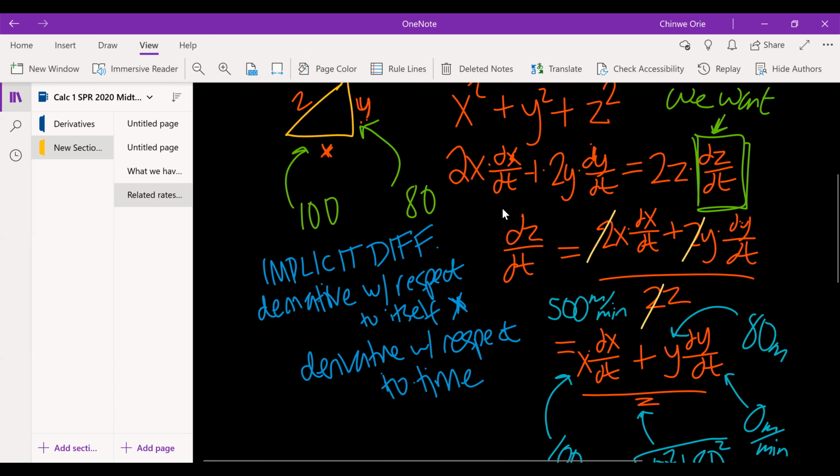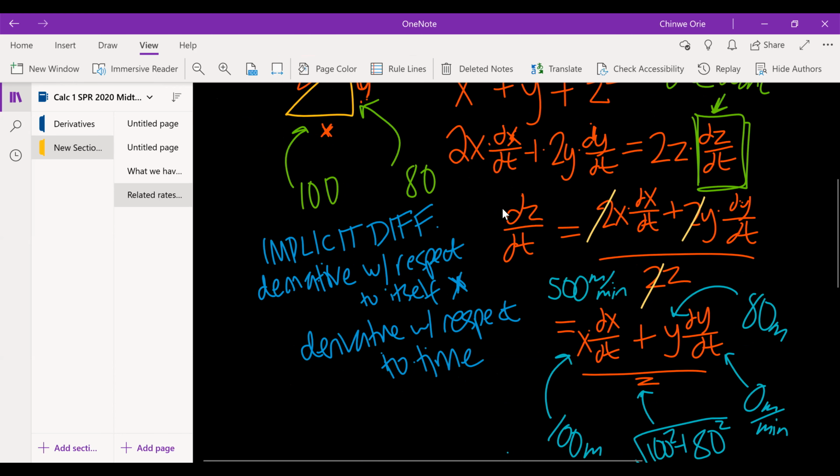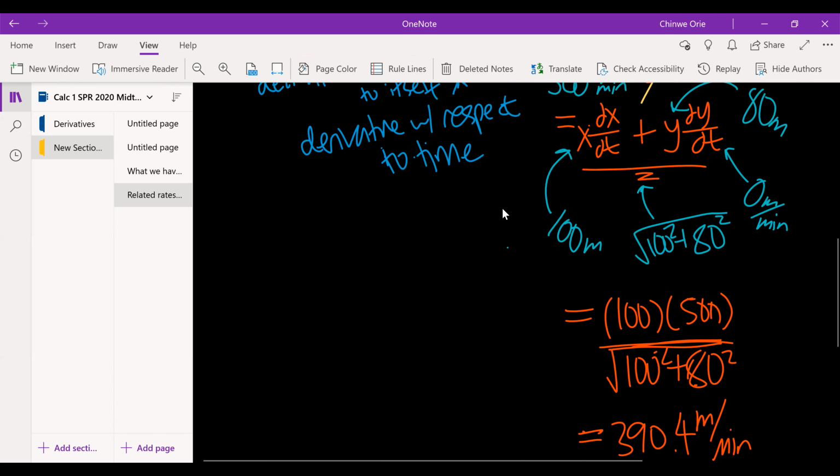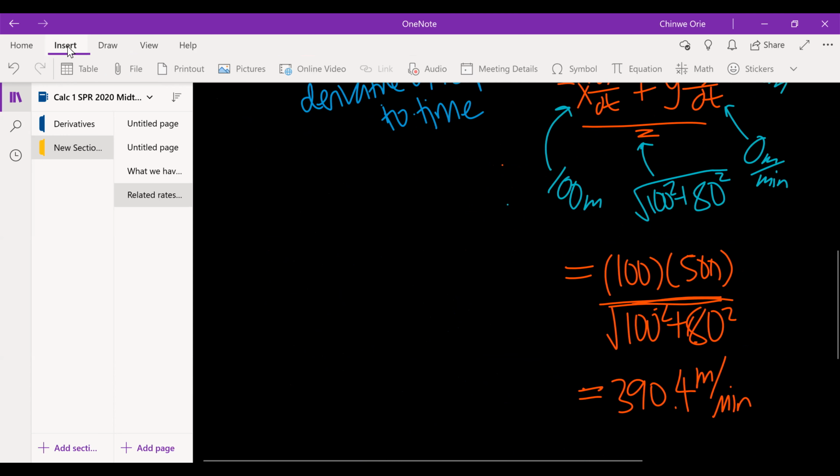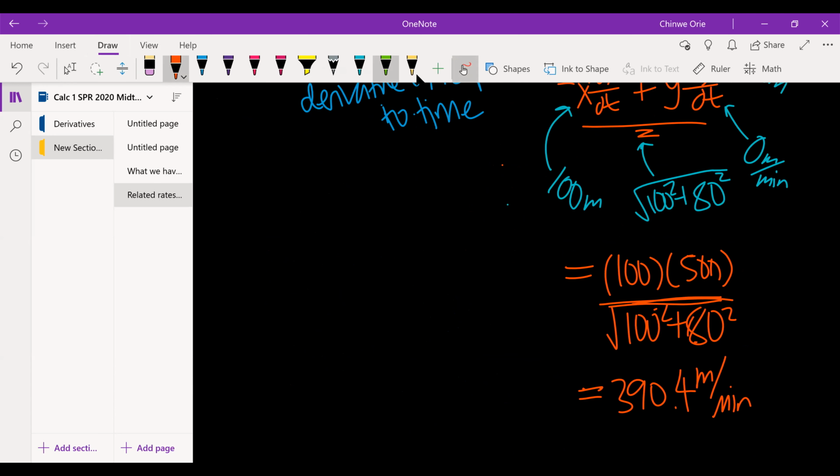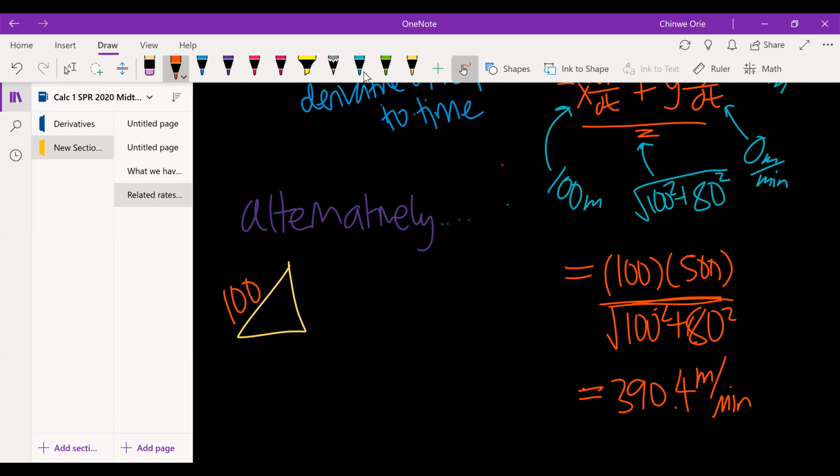That's actually a good thought. That is a very good thought, because we can still make our modifications that way. So alternatively, you could figure it out that way. So you would then rewrite your triangle, right? You would then rewrite your triangle. This would be 100.